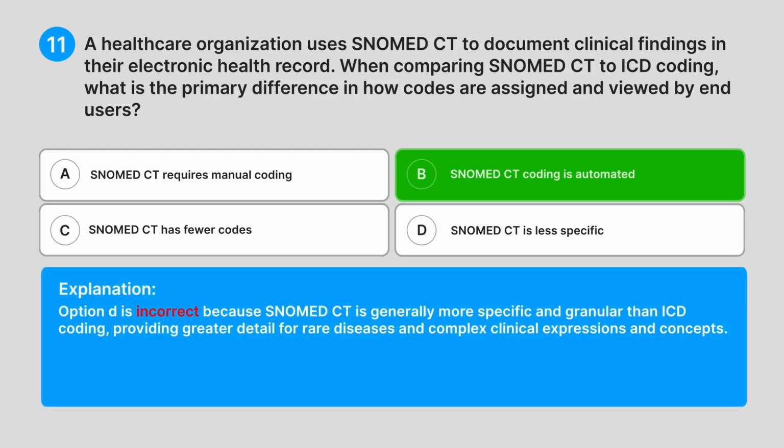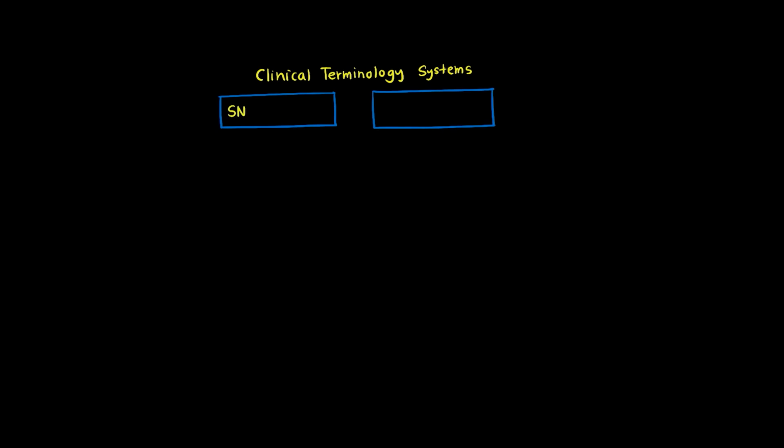Option D is incorrect because C790 CT is generally more specific and granular than ICD coding, providing greater detail for rare diseases and complex clinical expressions and concepts. This question gets at a fundamental difference between two major clinical terminology systems. When it comes to clinical documentation, C790 CT and ICD serve different purposes with different workflows.